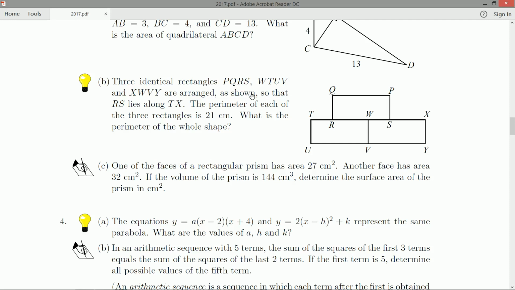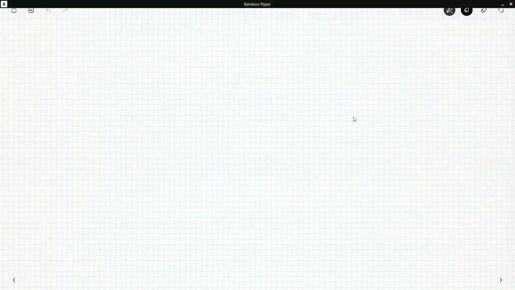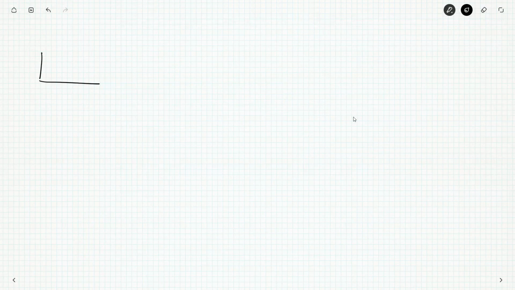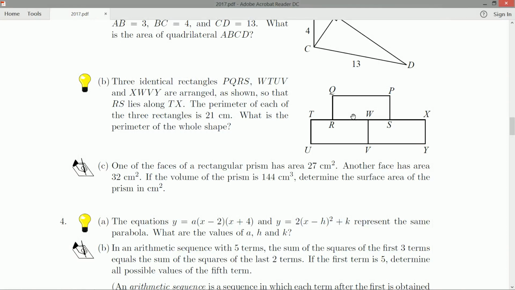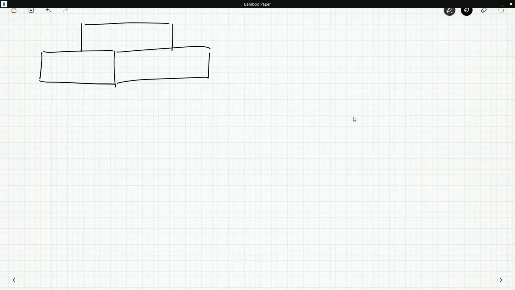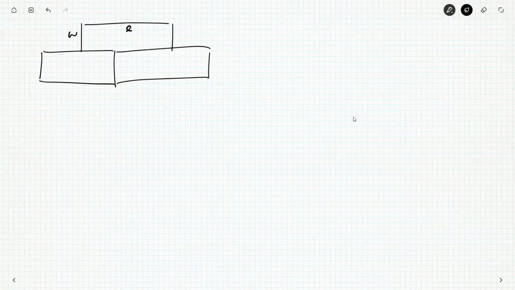Okay, now we don't have any extra special information like all the side lengths are integers. So I imagine there's going to be some trick here. Copy down our picture. Now we do know it's 3 identical rectangles. So I can talk about the length and the width of one, and at the same time we're talking about the same widths and the same lengths. Okay? Now we want the perimeter, which is this blue line here.